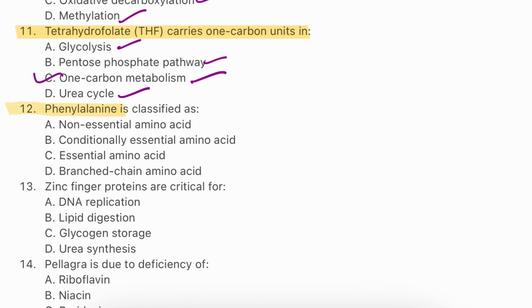Question number 12. Phenylalanine is classified as non-essential amino acid, conditionally essential amino acid, essential amino acid, branched-chain amino acid. The answer will be C. Essential amino acids. Phenylalanine is essential, must be obtained from diet. It is not produced in the body.